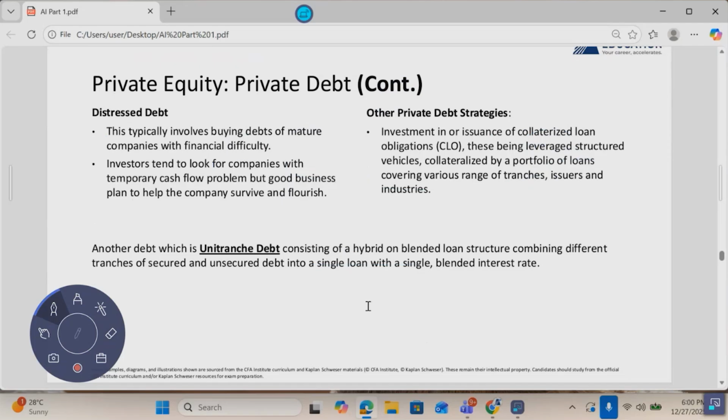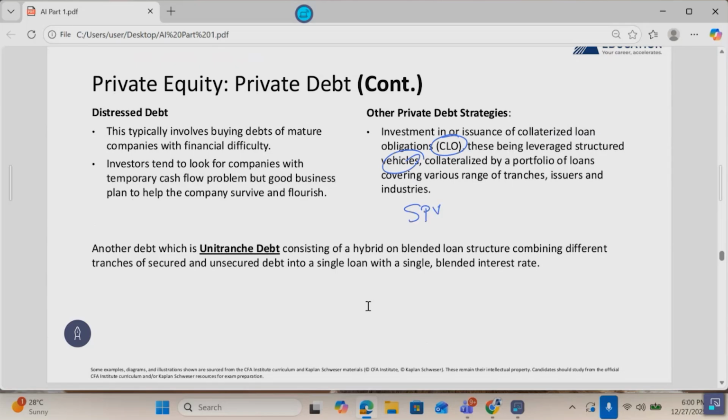You can also have collateralized loan obligations, CLOs, where you have loans which are backed by collaterals. You can have a portfolio of loans, you can have leverage structured vehicles, you can have SPVs, you can have SPEs, you can pick up loans through vehicles which are set up for the purpose of obtaining further loans.